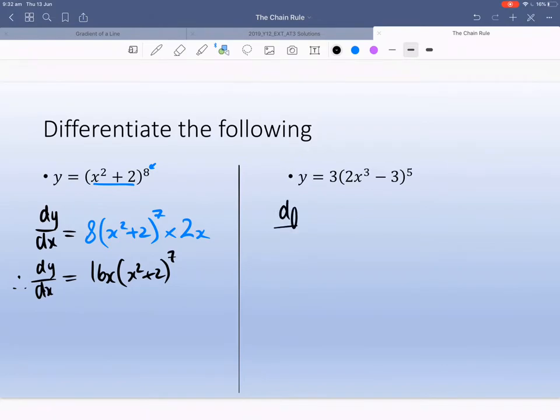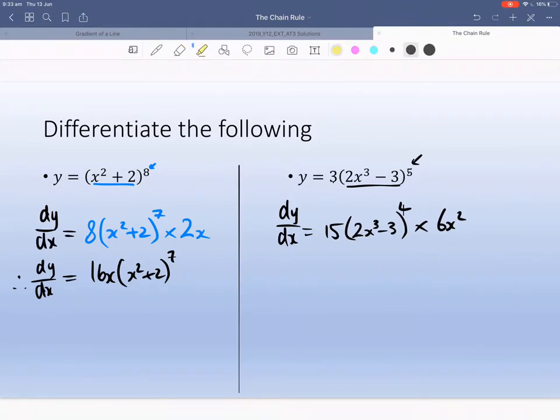dy/dx equals, treat it like a number, so it's going to be 5 times 3, that's 15. Whatever's in the bracket stays exactly as it's written. Don't put it at 5 like I did in my thing. The indice drops to 4. Now I need to multiply by whatever the derivative is of the inside, and that is 6x squared.